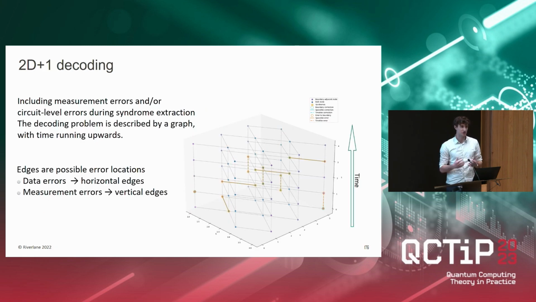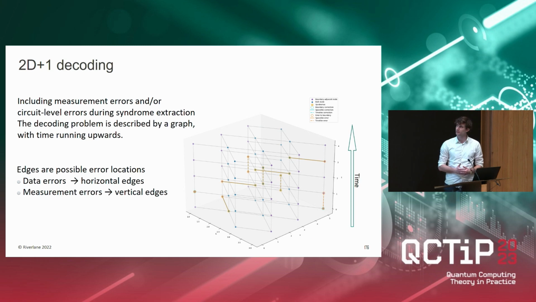But syndromes themselves can be noisy and can have errors. So we need to take that into account, and we need to repeatedly measure these stabilizers, which at the end creates a decoding graph that is what we call 2+1D, or a 3D decoding graph, where time is going up. Data errors are horizontal edges, and measurement errors are vertical edges.